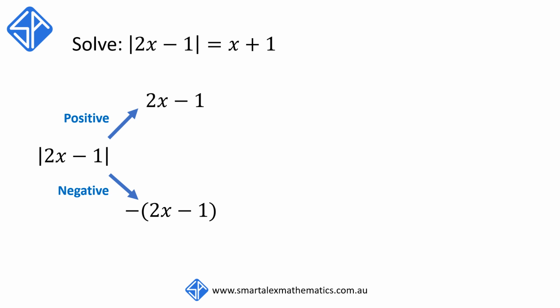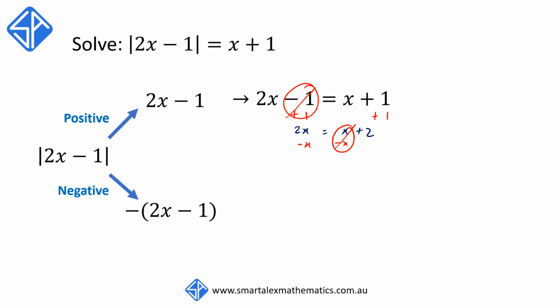In the case where 2x minus 1 is positive, we're going to be solving the equation 2x minus 1 is equal to x plus 1. So I'm going to begin by adding 1 to both the left and the right hand side. This cancels out the negative 1 on the left, and this is going to give us 2x is equal to x plus 2. I'm then going to subtract x from both sides. That cancels out the x on the right, and I'm going to get x is equal to 2. And x is equal to 2 at this stage is only a possible solution, and you'll see why later.